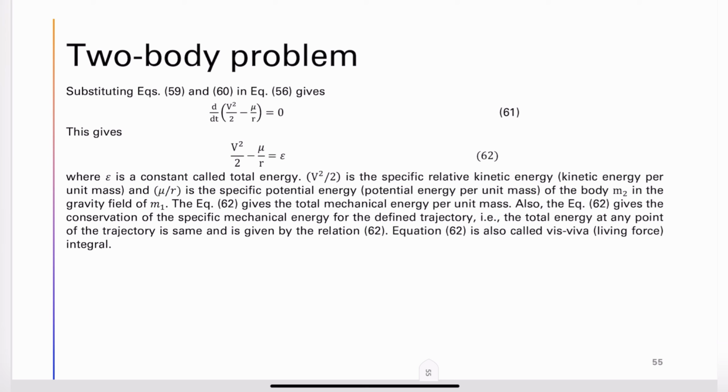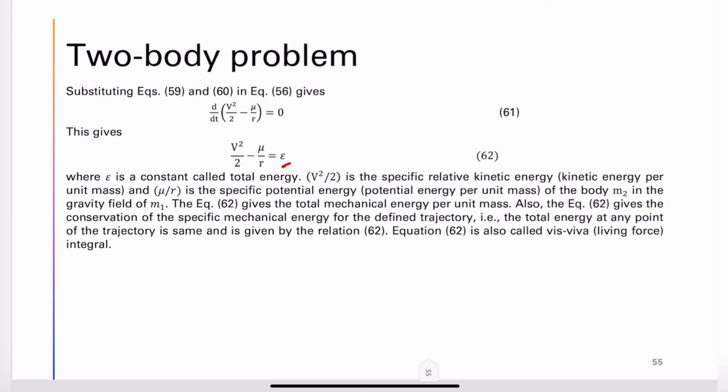V square by 2, we know half m v square, because we have taken it as per unit mass, so mass is not here, but this is representing the kinetic energy. This represents the kinetic energy per unit mass, where mu by r is nothing but the specific potential energy that is due to the gravitational field. So it is the specific potential energy of body m2 in the gravity of m1. So equation 62 gives the total mechanical energy per unit mass, which we will again use when we are finding the escape velocity.